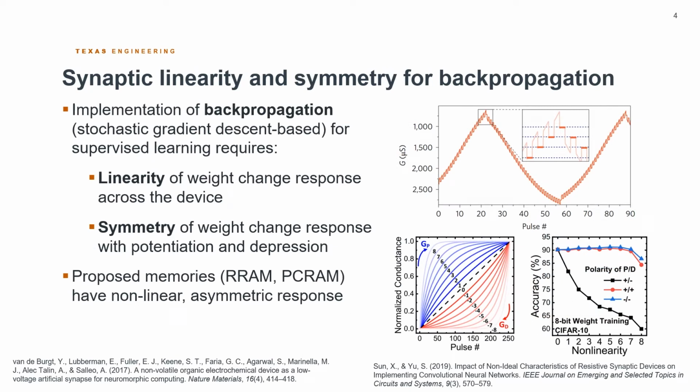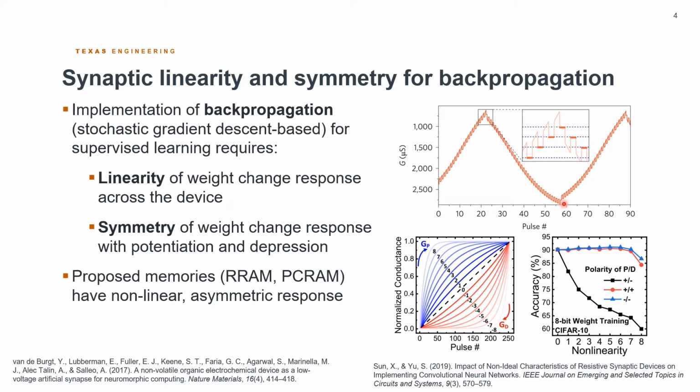So two other characteristics important for artificial synapses include linearity and symmetry. This is particularly for implementation of backpropagation, a stochastic gradient descent-based learning algorithm for supervised learning. Linearity indicates something shown by this black dashed line here, where the other curves represent the varying degrees of nonlinearity. For example, in this ramp here, you want the ramp to be as straight as possible without any of the curves found in this experimental data.